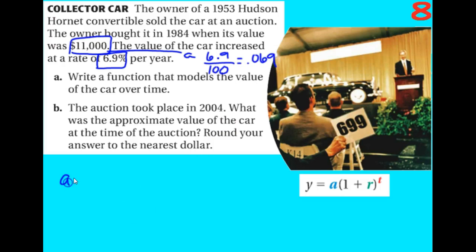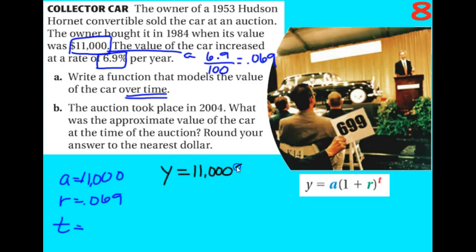So just for right now, I know A is 11,000. That's an initial amount. And our rate is 0.069. So we're going to first just write an equation over time. We don't know what t is, so we're just going to leave it as t for right now. So y equals a, which is 11,000, and then 1 plus the rate, which is 0.069, to the power of just t, because we don't know what the time is. So this is part A, we did.